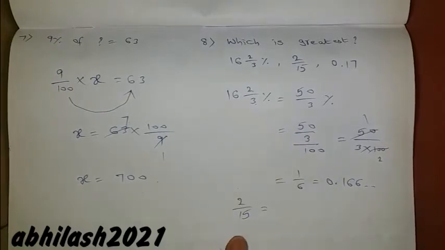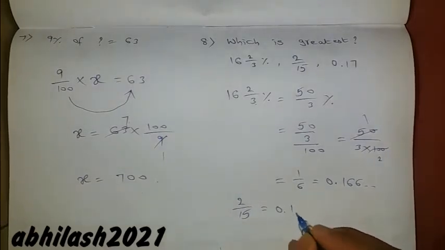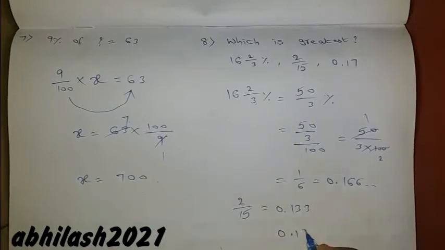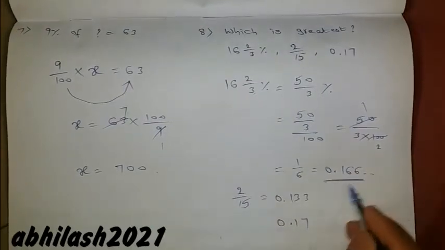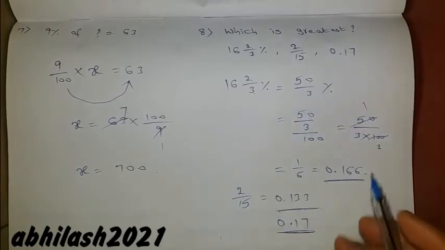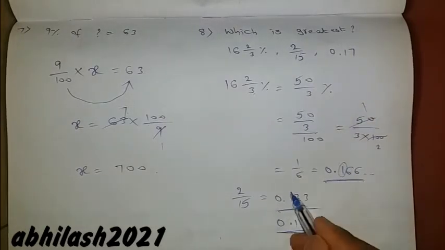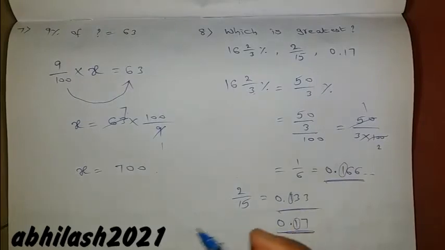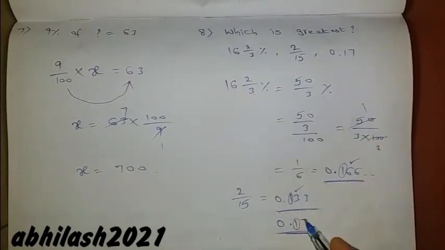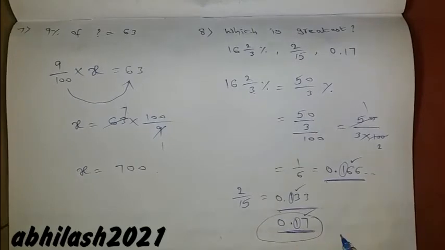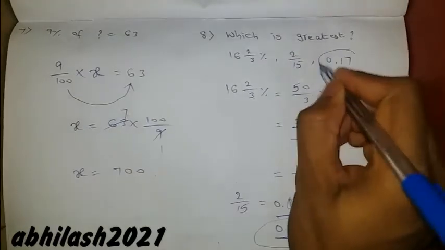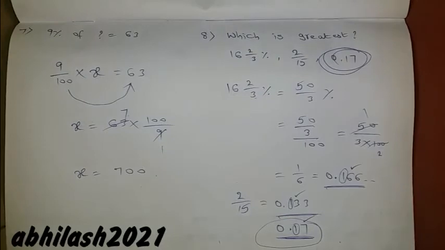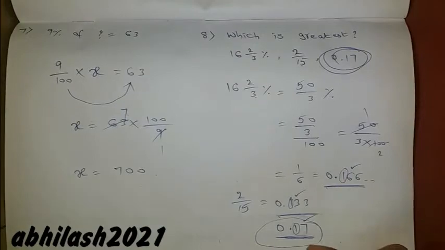Next, the fraction is 2 by 15. If we do long division for this fraction 2 by 15, we will get the decimal, that is 0.133. Next, the third one we already know is 0.17. Now if we compare these three decimals, after the decimal the first digit is 1, it is also 1, it is also 1. Then the second digit after the decimal, this is 6, this is 3, this is 7. So obviously this is the largest or greatest of all. So it means 0.17 is greatest of all the given three. Okay, let's move to the next question.